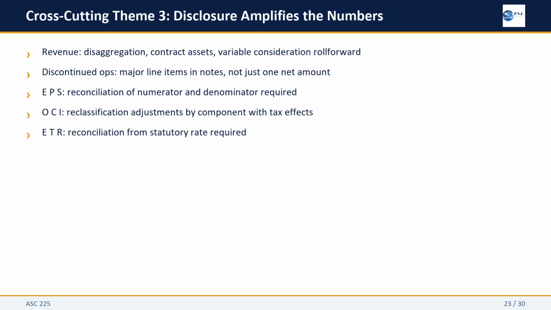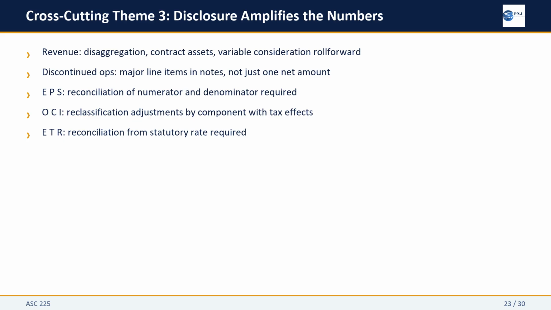The face of the income statement is only half the picture. The notes are where the real transparency lives. Revenue disaggregation, variable consideration roll forwards, discontinued operations line item detail, EPS reconciliations, OCI reclassification schedules, ETR reconciliations. All of these are required disclosures. When the face presents a clean summary, the notes must supply the substance.